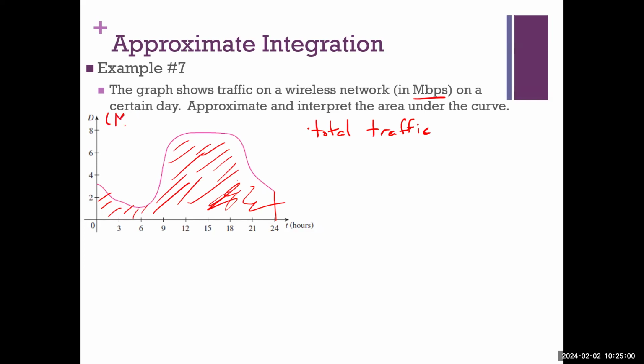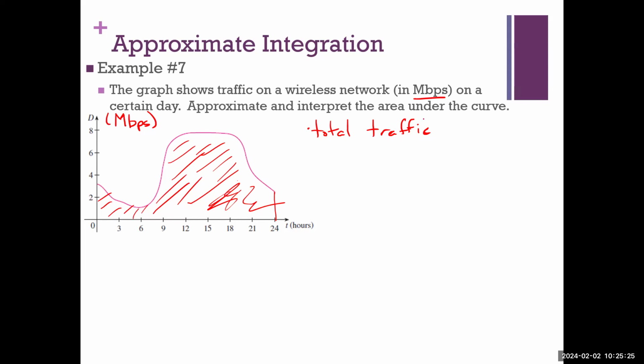So maybe I'm not being clear enough. That is measured in megabits per second. Okay. That over hours per second. Okay. So you're saying the total traffic would be megabits per second over hours, or something like that. How do we feel about that?